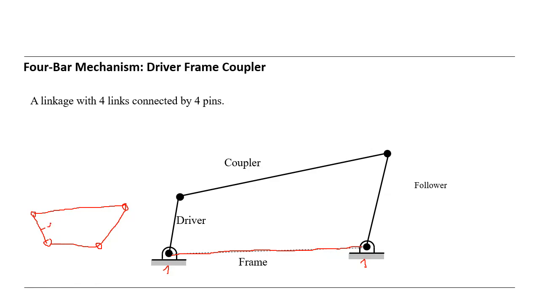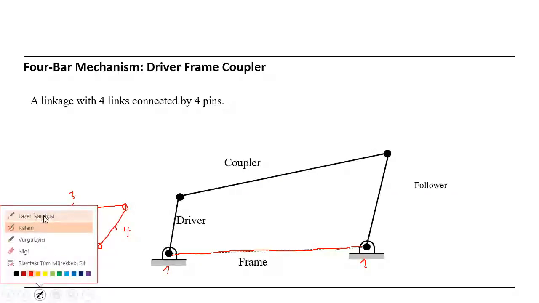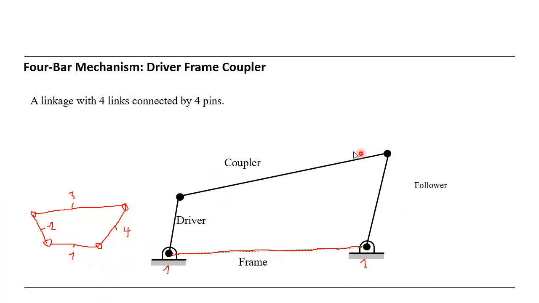Links or 4 bar. This is 2, and this is 3, and this is 4, and this is 1. So if we fix the member 1 or link 1, we achieve such a mechanism as you see here. In this mechanism, the member 1 or link 1 is fixed, grounded. So therefore we have such a mechanism.